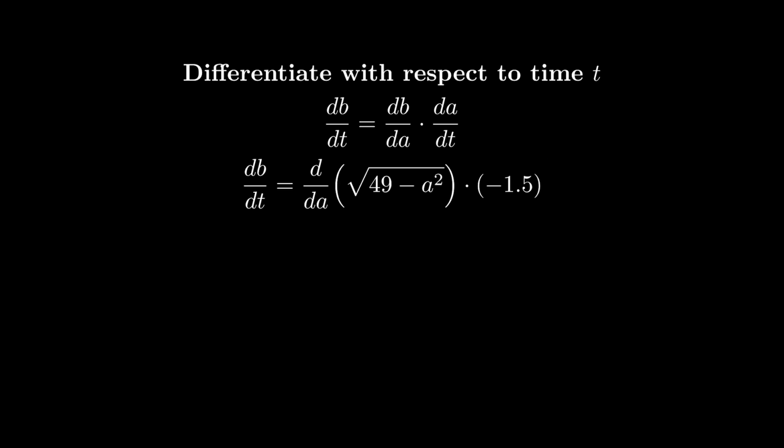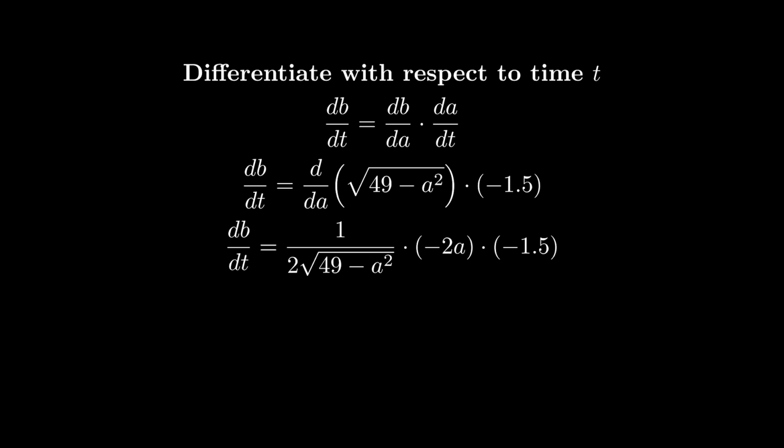Furthermore, in our differentiation, we can apply the chain rule once more to simplify the derivative of the square root of 49 minus a squared with respect to a. Basically, we multiply the derivative of the outer function with the derivative of the inner function, so that the derivative of root 49 minus a squared is just 1 over 2 times the square root of 49 minus a squared, times the derivative of 49 minus a squared. And with a little algebraic simplification, we get down to 3a over 2 times the square root of 49 minus a squared.